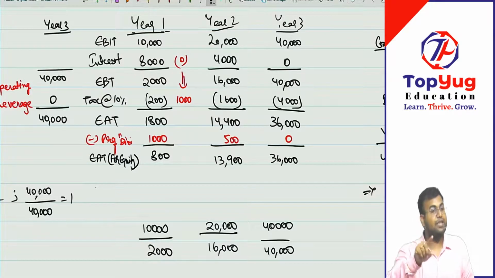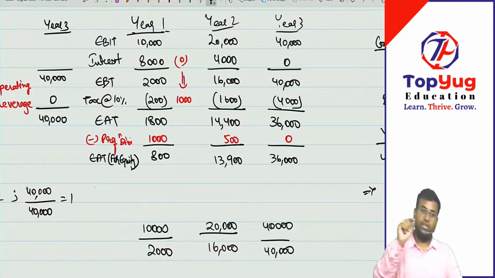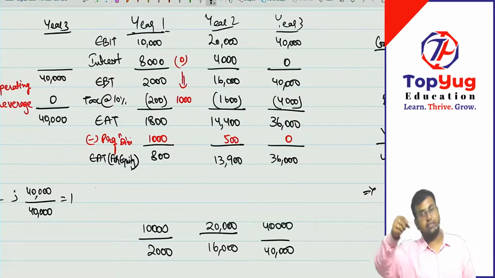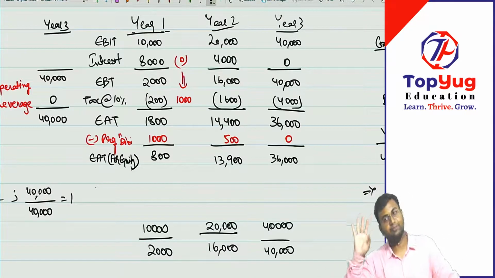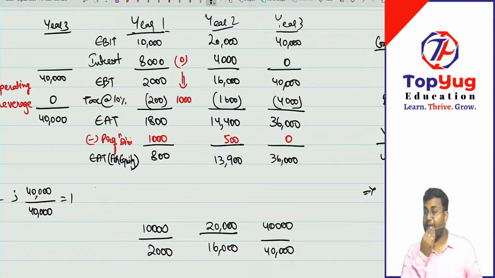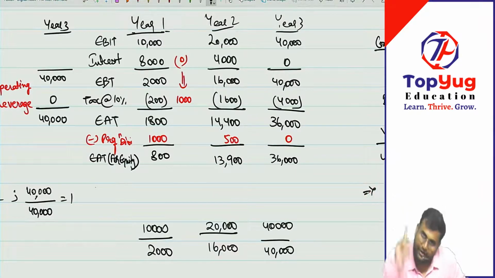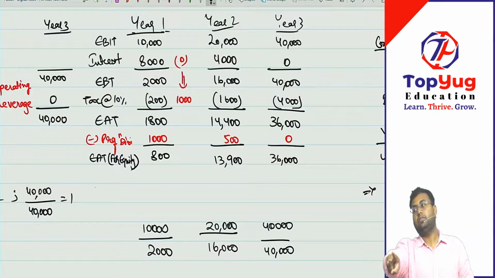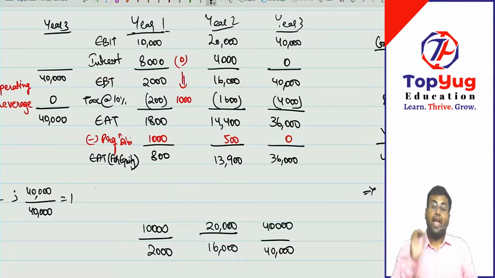What is the degree of financial leverage definition? Measurement of fixed finance cost. In year 3, there is no fixed finance cost. Is there any fixed finance cost in year 3? So automatically the leverage should be 1? No. Yes or no, my dear friends? Any conceptual problem?